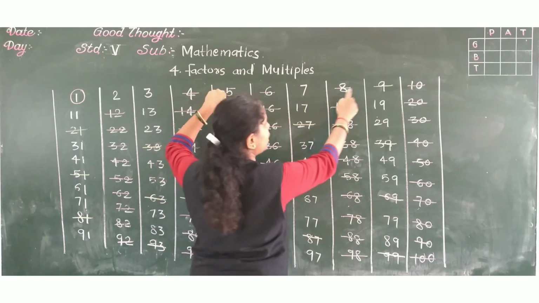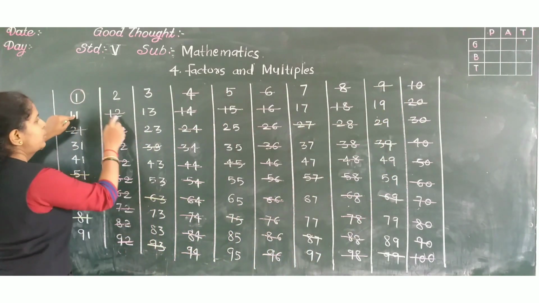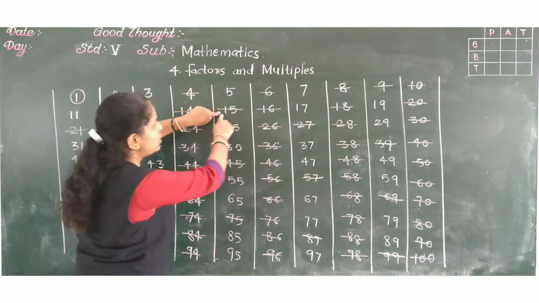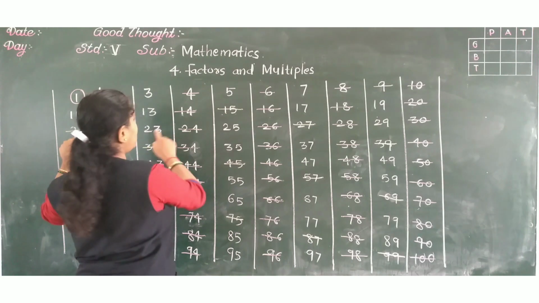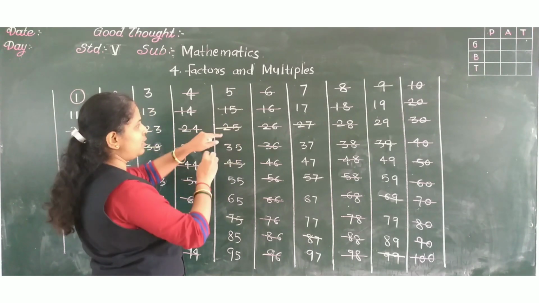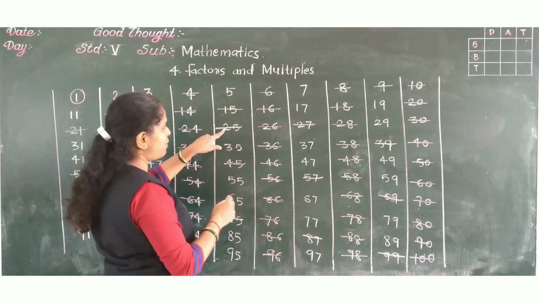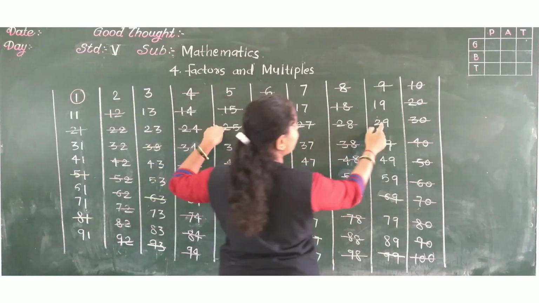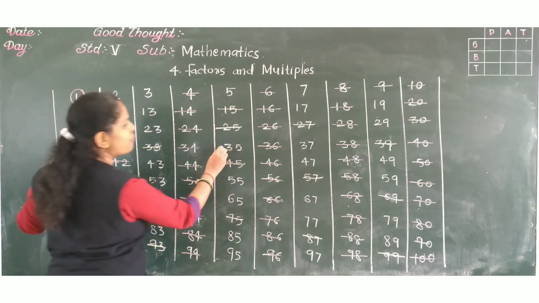1 2 3 4 5, already crossed. After that 1 2 3 4 5, crossed. Counting steps of 5 and crossing out each multiple, now we have to cross, see here, with the green arrow. Then 1 2 3 4 5, crossed.